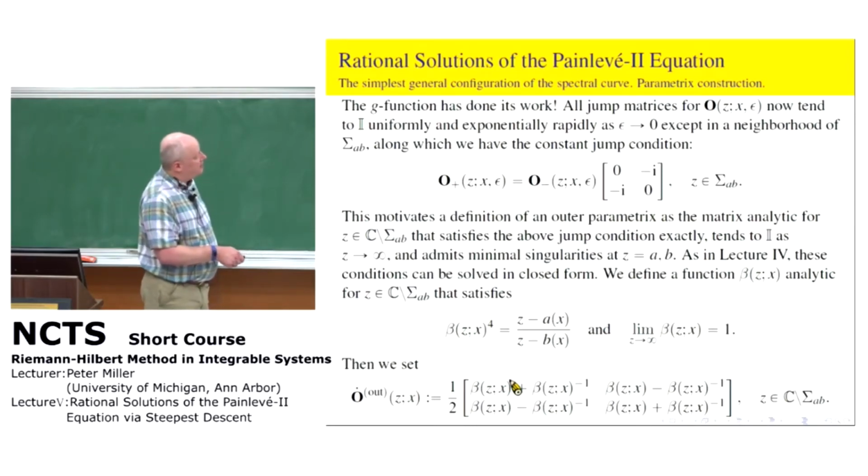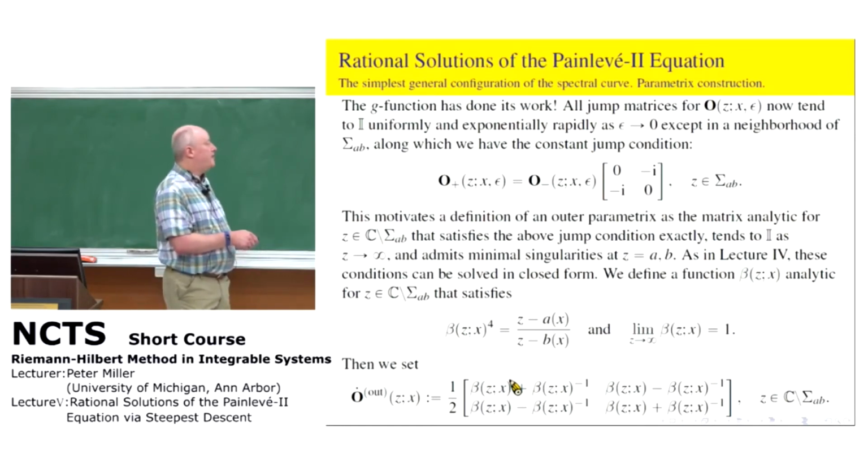So this defines what the function beta is, because its branch cut is exactly that curve between A and B. It's some kind of 4th root of this quantity, and this value determines which branch we should pick. Okay? So beta is a well-defined function, some kind of 4th root of this fraction. So then we just build the outer parametrix. This is actually the same formula in terms of beta that we had in lecture 4. So this thing solves exactly this jump condition.